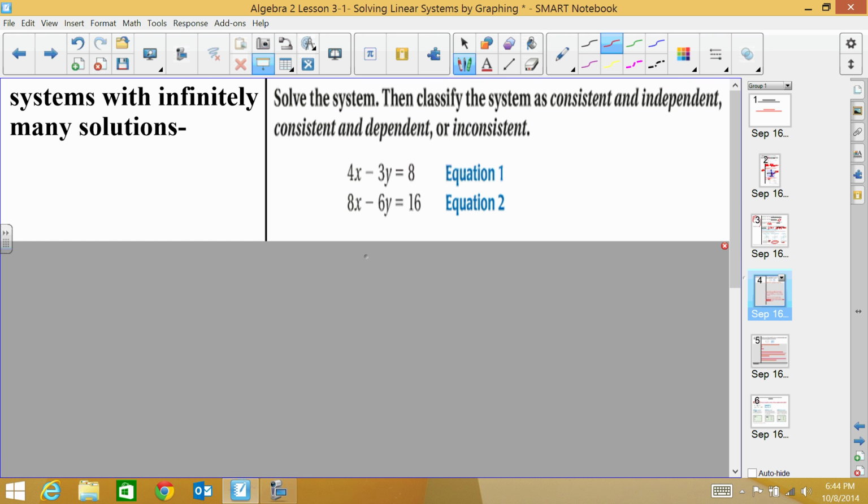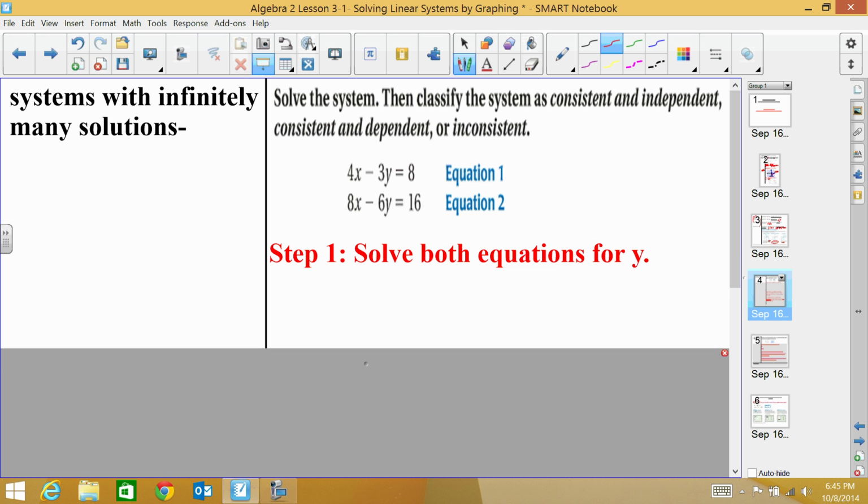All right, so let's take a look at some systems that have infinitely many solutions. They want us to solve the system, and then classify the system as consistent and independent, consistent and dependent, or inconsistent. So we need to solve the system, so we're going to try to graph it. Before we can graph it, what do we have to have? Before you can graph these, you need to get y by itself. So they need to be in slope-intercept form.